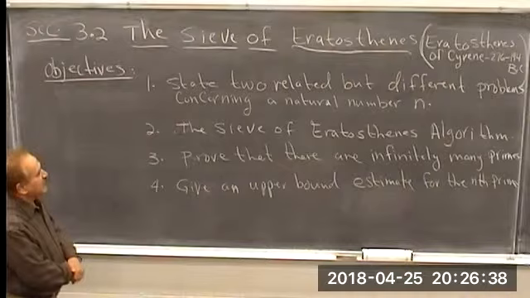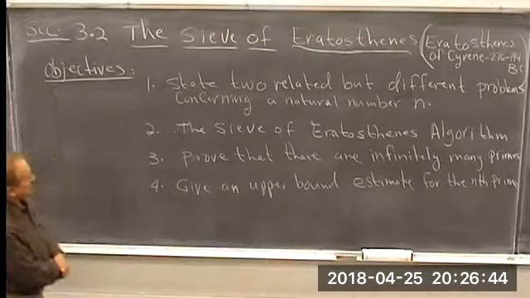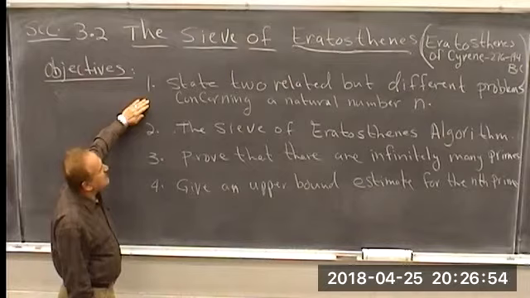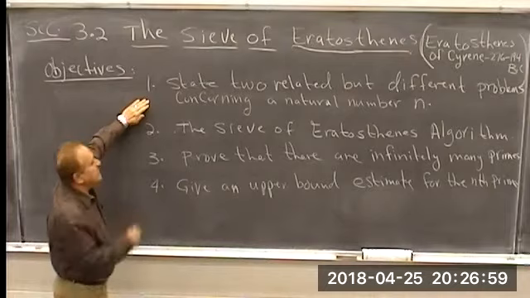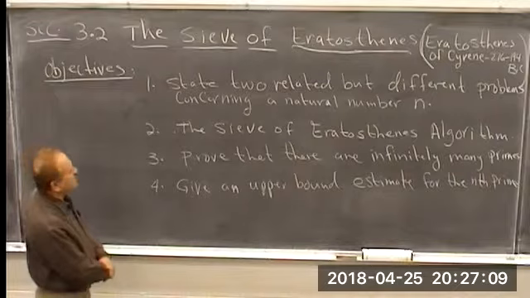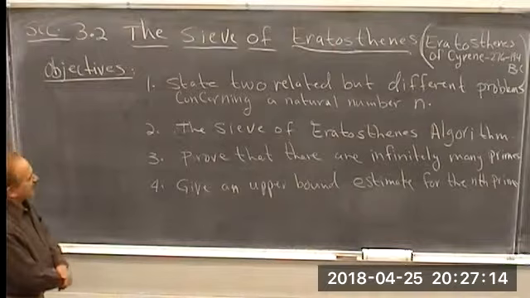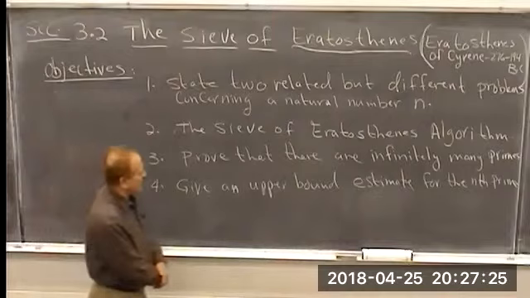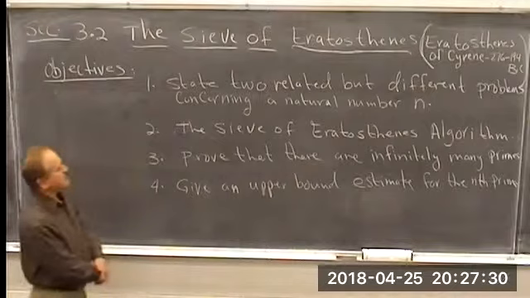The objectives of this section, besides introducing the sieve of Eratosthenes algorithm: we're going to start by stating two related but different problems concerning a natural number n. Then we're going to introduce the sieve algorithm. Then we'll present two proofs that there are infinitely many primes. One of these proofs goes back to Euclid, and it appears in his Elements. And lastly, we'll be giving an upper bound estimate for the nth prime in the sequence of primes when it is listed in its natural order.